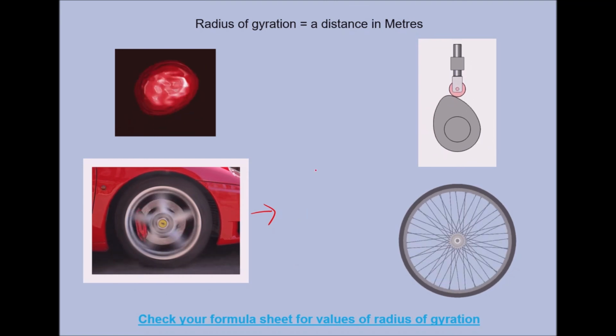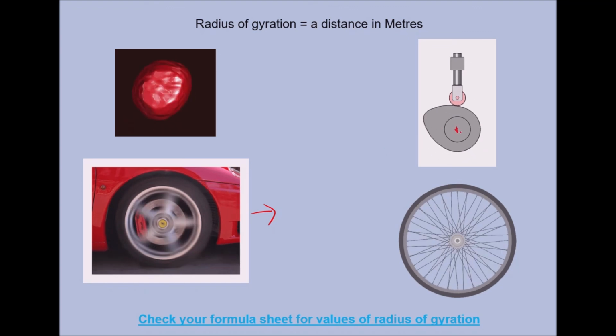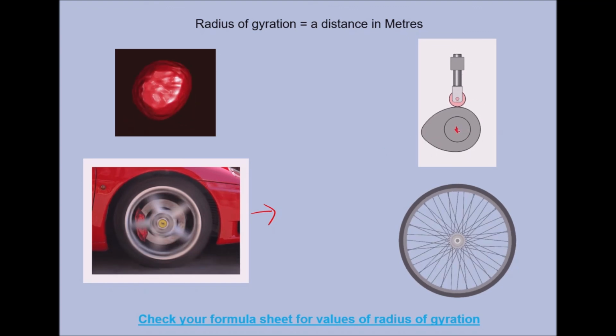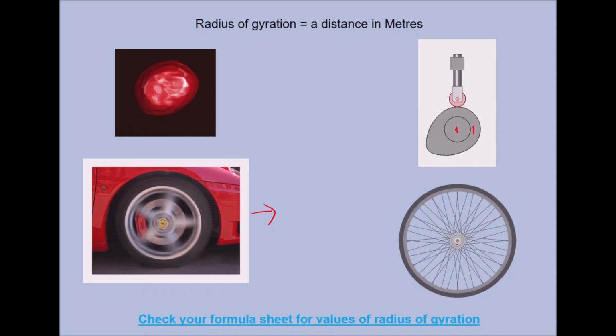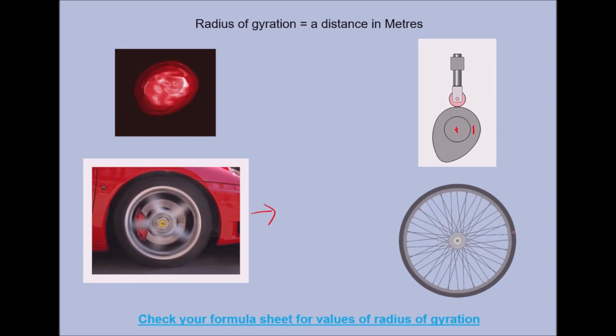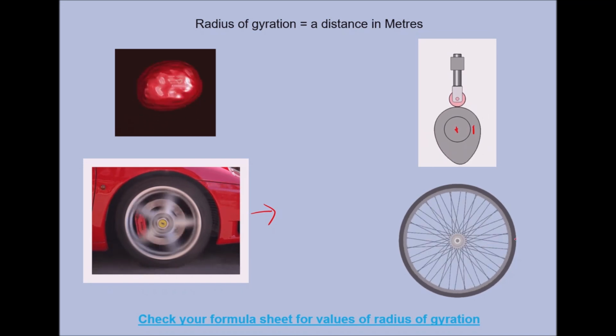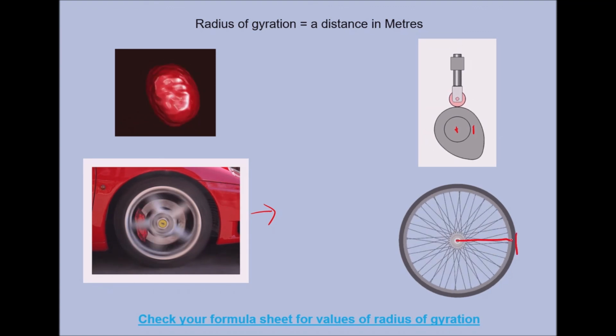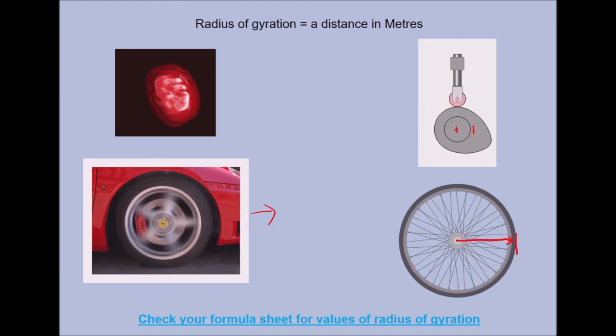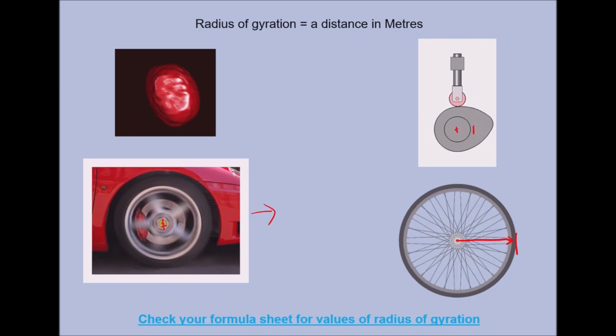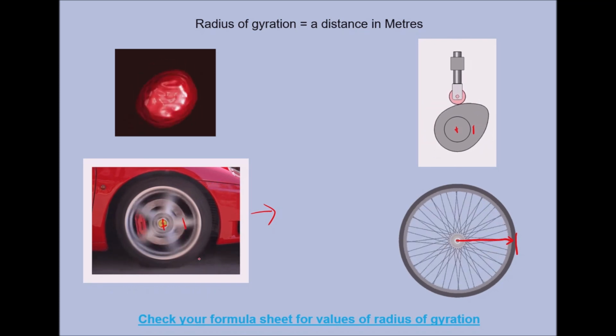For a more solid object, as it rotates, you'd expect the radius of gyration to be closer to the centre, whereas if you've got an object where the majority of mass is on the outside, you'd expect the radius of gyration to be further away from the centre. And then for this example here, you'd probably expect it to be somewhere in between.